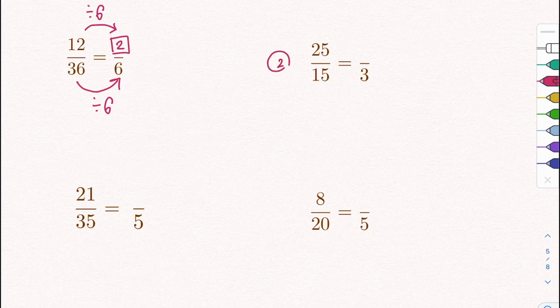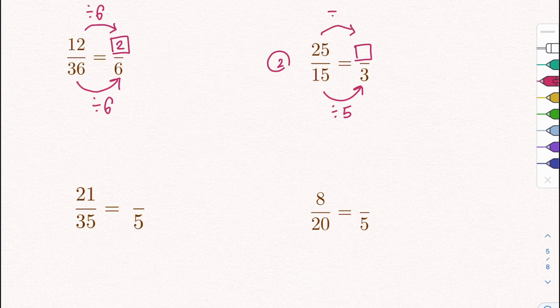Looking at the second one here, we have 25 over 15, and that equals something over 3. So 15 became a 3 by dividing by something. So 15 divided by something equals 3. And the answer is 5, because 15 divided by 5 equals 3.